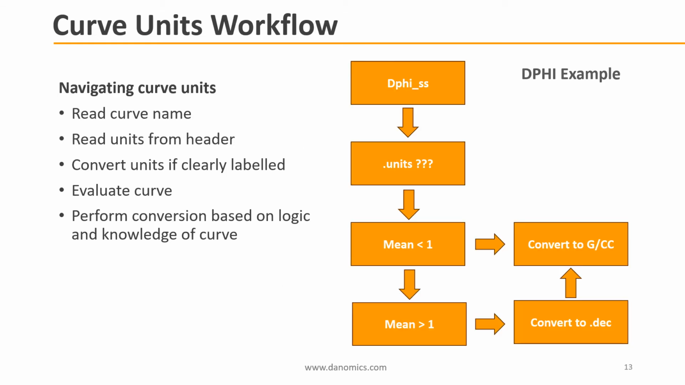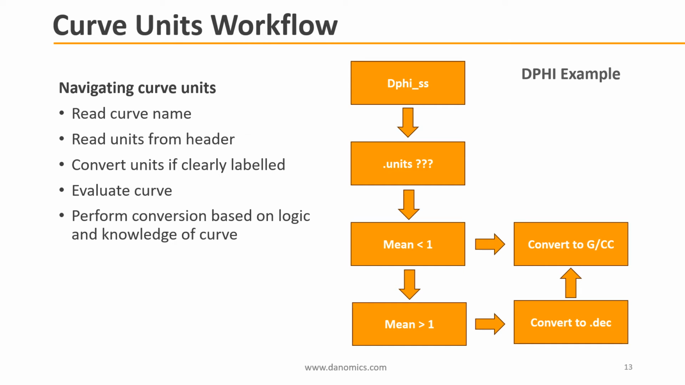So as I was saying, we need to have our own workflow essentially to deal with curve units. So what I would prescribe is something as laid out here on the left, where we read the curve name, we evaluate the header. Does that have clearly labeled units? If so, we can perform that conversion. We may or may not want to evaluate the statistics if we think there's something meaningful there, and then we can perform a conversion based on either some type of logic or knowledge of that curve family. So here I have an example of a density porosity curve. So let's just walk through this.